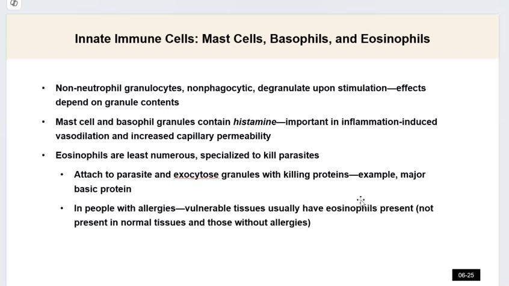Eosinophils are the least numerous, and they're really only there specialized to kill parasites. So if you have a high number of eosinophils, something is very wonky and not going well, there's a cause for that. Sometimes it's medication, there's a whole bunch of different things, but you need to pay attention if you ever have a whole bunch of eosinophils because something's gone wrong. An allergy, something has gone off. So it could be from a parasite. So attached to parasite and exocytosis granules with killing proteins. So that is a possibility of what can cause your eosinophils to grow in numbers. What we see most typically is people with allergies. So vulnerable tissues usually have eosinophils present, so not present in normal tissues and those without allergies.